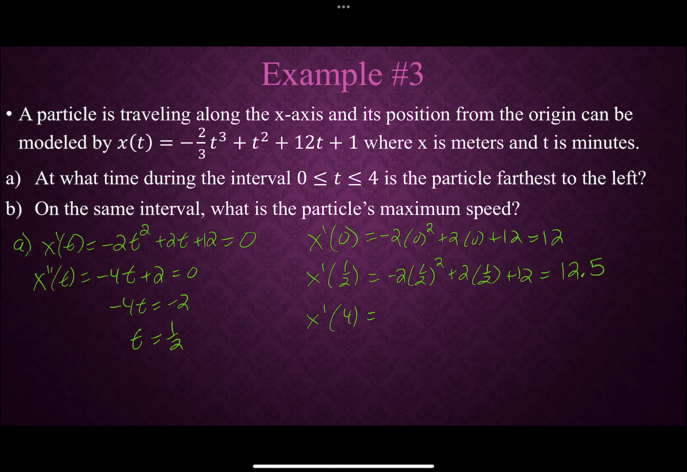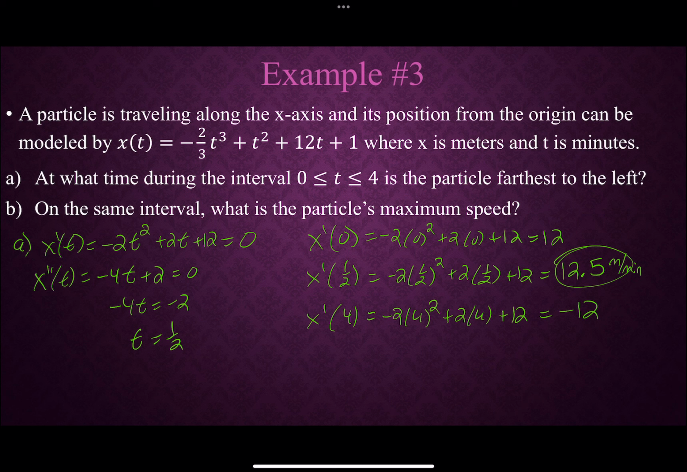And then we've got the 4 here. So we have -2 times 4 squared plus 2 times 4 plus 12. That is going to give us a -12. So that's essentially the same speed as at 0, because even though it's negative, it's the same absolute value. But 12.5 is obviously our highest speed. So what is the maximum speed? It's 12.5. This would be meters per minute, because x is in meters and t is in minutes. So meters per minute.